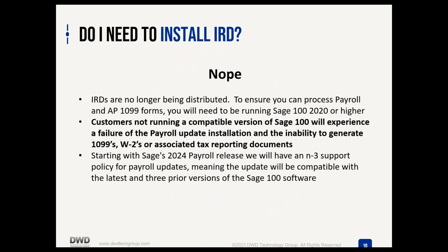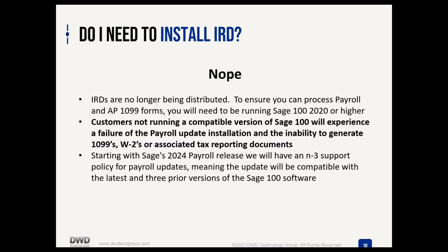So, to the point, do I need to install an IRD? Nope, no more. They are no longer being distributed. However, the caveat is that if you are still going to process your payroll tax forms and your 1099 forms, that's on the AP side, we need to help you make sure that you are running Sage 100 version 2020 or higher. If you are not running a compatible version of Sage, you will not be able to get the updates. You will not be able to access Atrix in order to get the downloads for the forms that are required. And starting with the latest payroll release, Sage Payroll 2.24.0, Sage will only be supporting the current version, current minus three versions for payroll updates and any of the things that we need to do to keep the software current.